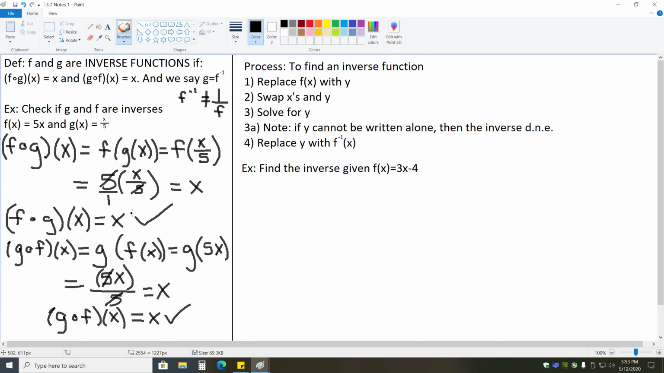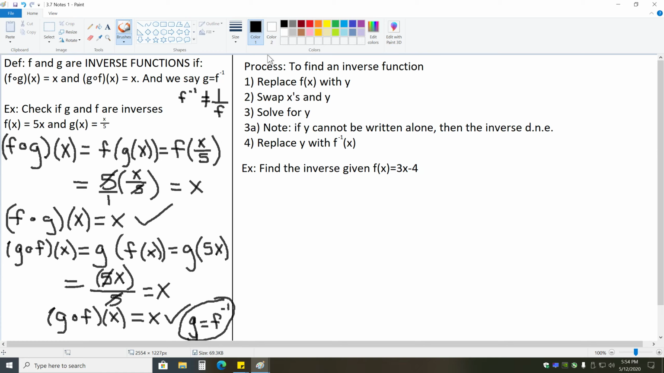And since f∘g and g∘f are both equal to x, then we can say g is equal to f inverse. I wrote a little too big here. I apologize that this looks a little messy. But again, they are inverse functions because f∘g and g∘f, what we got when we plug each function into the other function, is x. So g is equal to f inverse, or f is equal to g inverse.